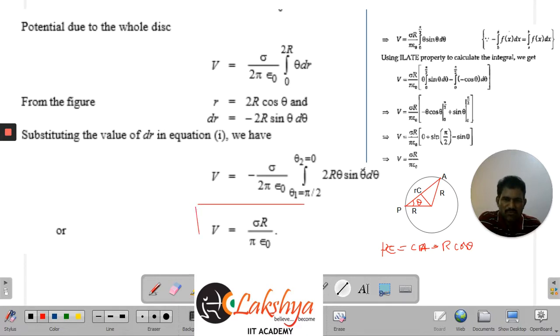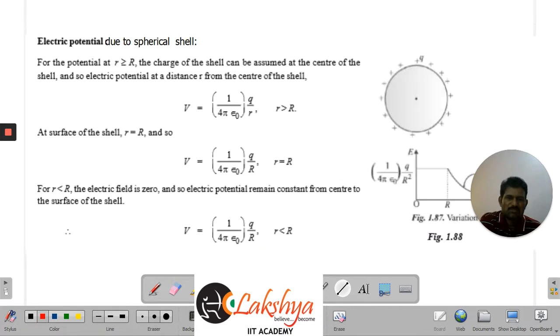So this is an important formula: sigma r by pi epsilon naught, where sigma is the surface charge density. It is the potential at the edge of the disk. And now let us take some objects like a spherical shell or a solid sphere, volume charge distribution elements.